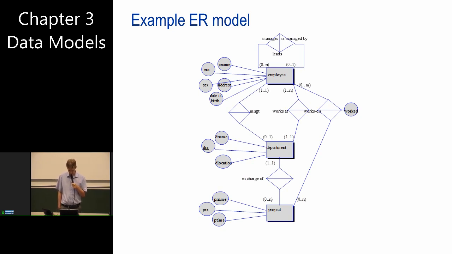An employee is going to work on minimum 0, maximum n projects, and a project is being worked on by minimum 0, maximum m employees. And you see that the works on relationship type also has worked, which is the number of hours an employee worked on a particular project.